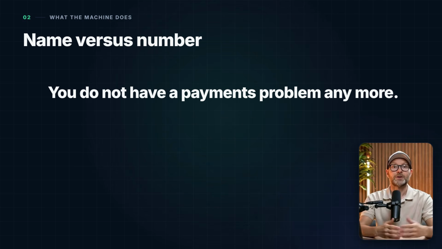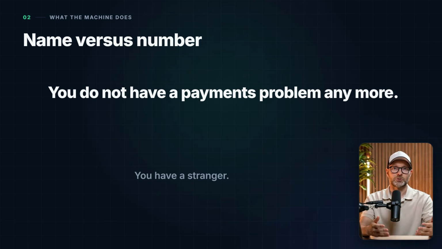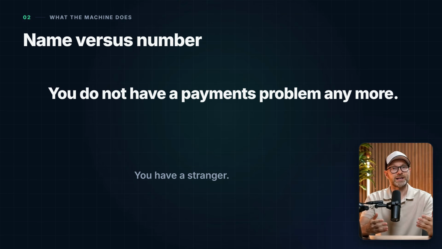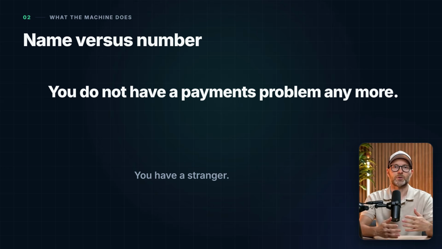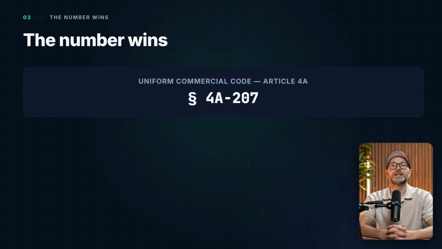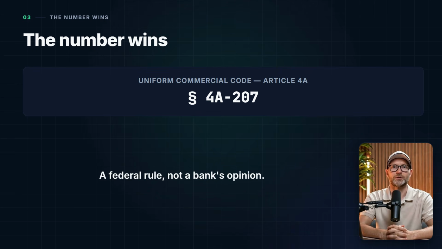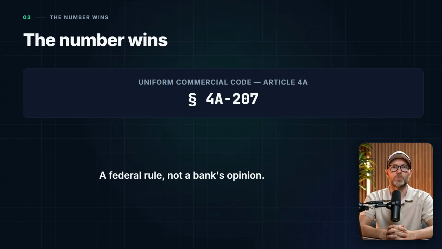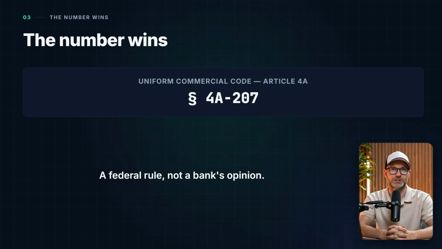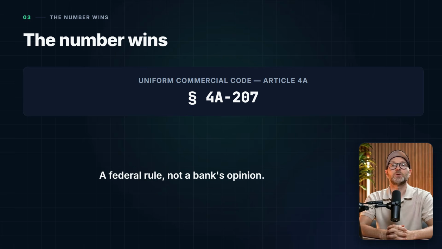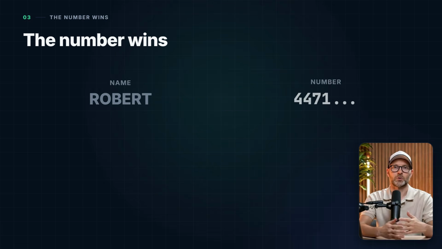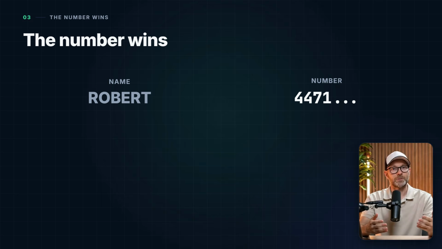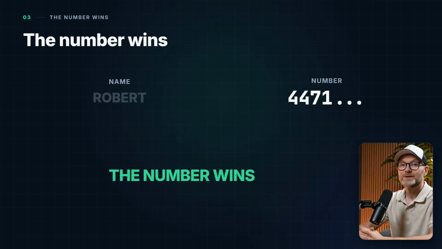Here is why that matters. The second it lands, you no longer have a payments problem. You have a stranger who has your money and no obligation to pick up the phone. In the United States, this is not just a habit. It is written into law. Wire transfers run under Article 4A of the Uniform Commercial Code, and Section 4A-207 covers this exact situation. If a payment order names one person and the account number points to someone else, the receiving bank may rely on the number. The number wins.